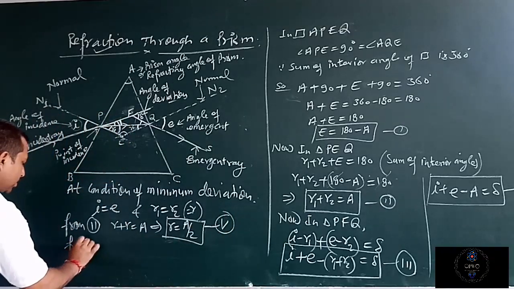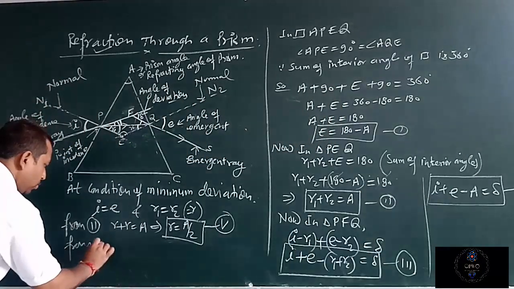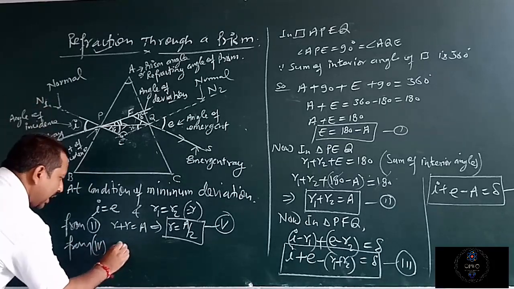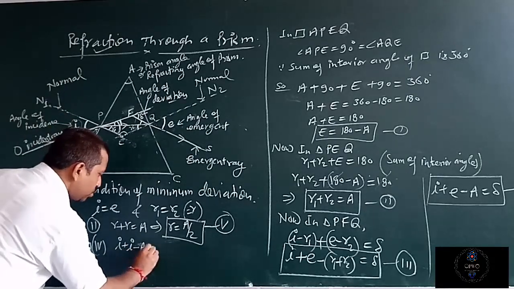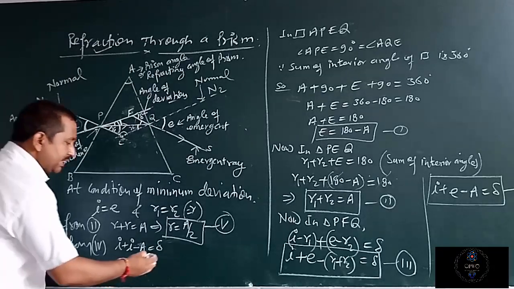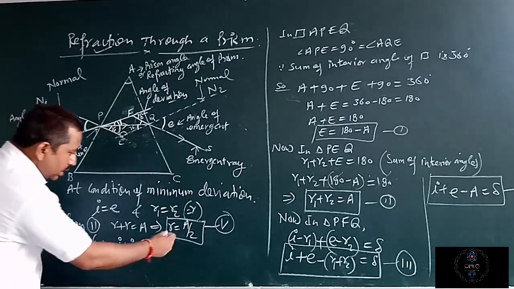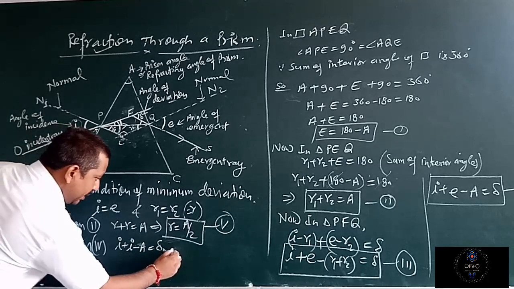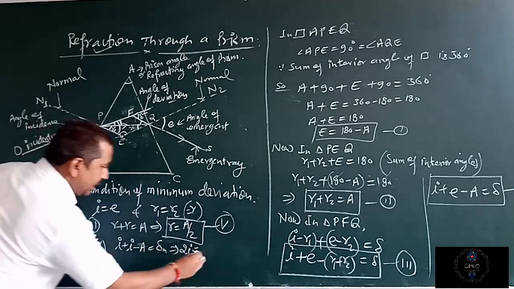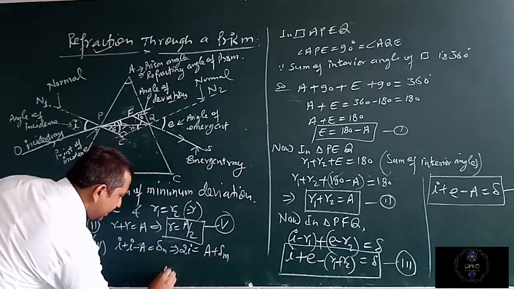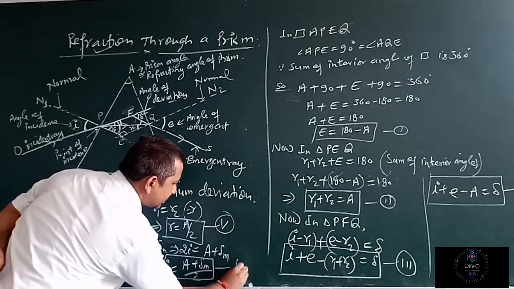And from the fourth equation, I plus E minus A is equal to delta. Since I equals E, this becomes I plus I minus A. Here delta can be represented by the symbol delta M, that is, the minimum deviation. So 2I is equal to A plus delta M. So I is equal to A plus delta M by 2. This is equation number 6.